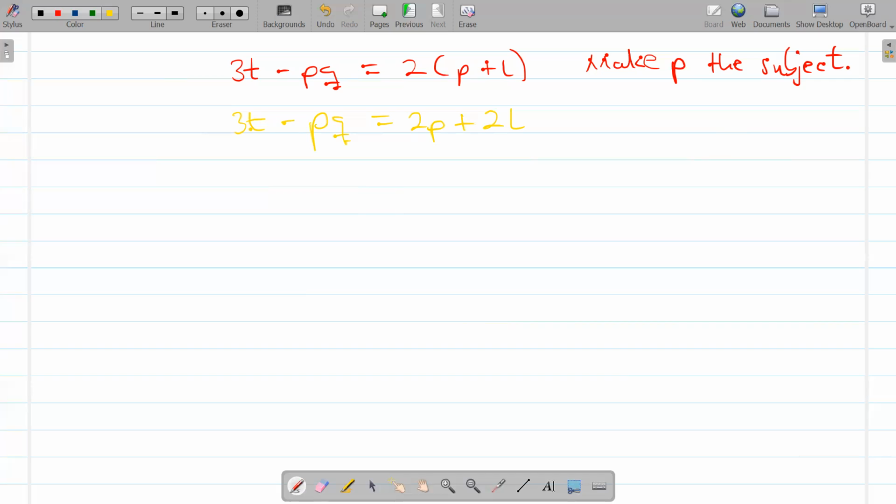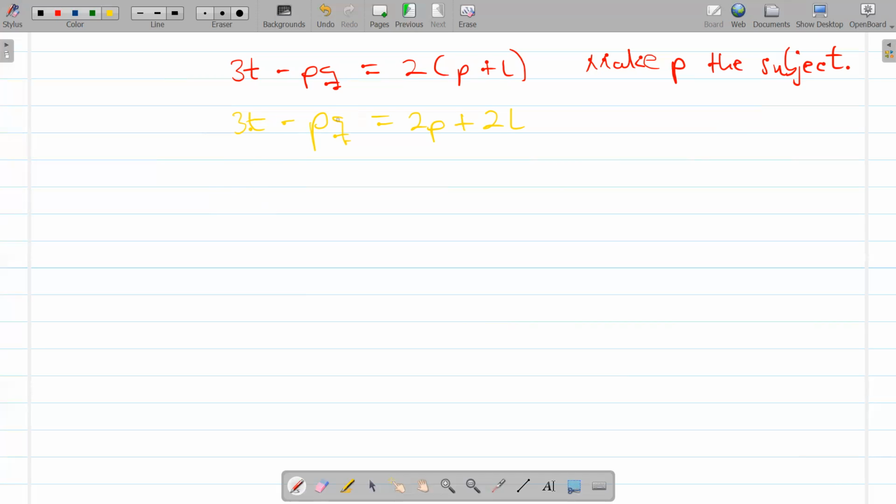PQ minus 2P equals 3T plus 2L. PQ. What's the answer? I'm coming. 2PQ minus 2P, PQ, equals minus 2P equals 3 plus 2L. Where are you getting the 3 plus 2L?